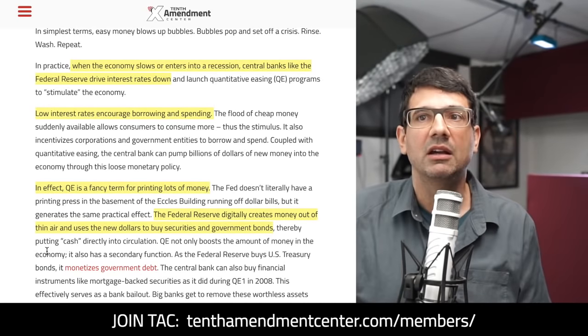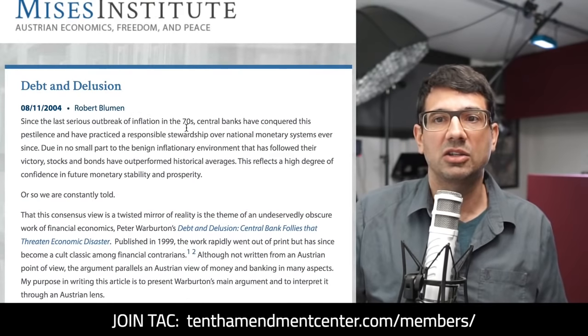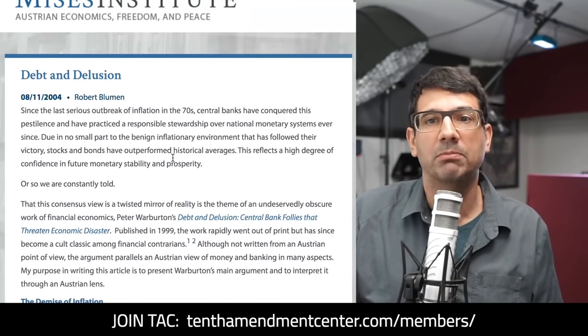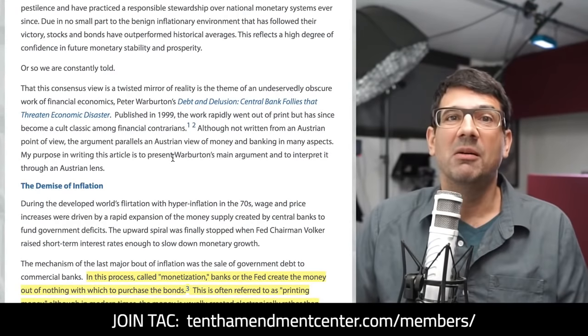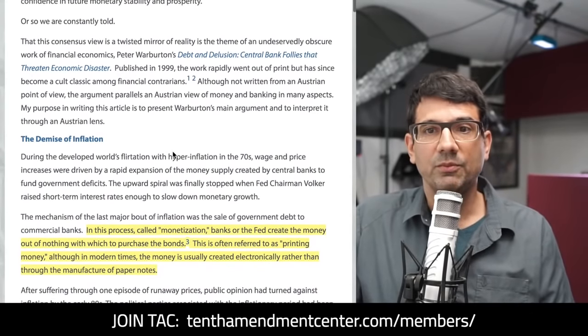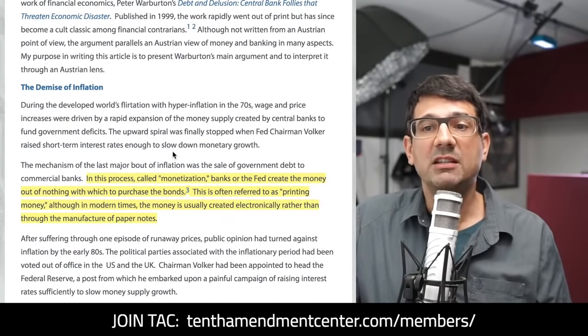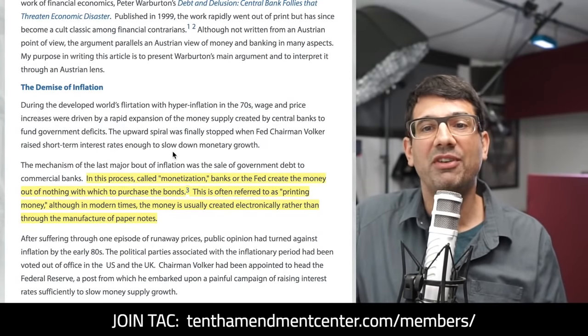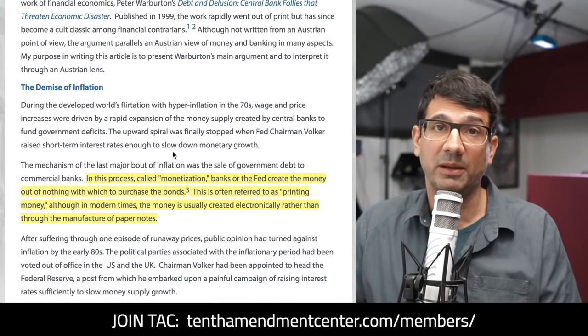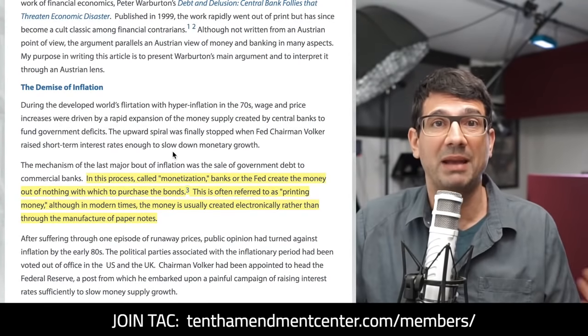What does that mean? Well, over here at the Mises Institute, Debt and Delusion from Robert Blumen back in 2004. I'm sure they have much older ones talking about monetization. He writes, in this process called monetization, banks or the Fed, and I think this is important to point out, the banks too, especially with fractional reserve banking.